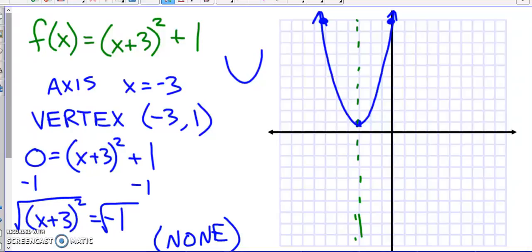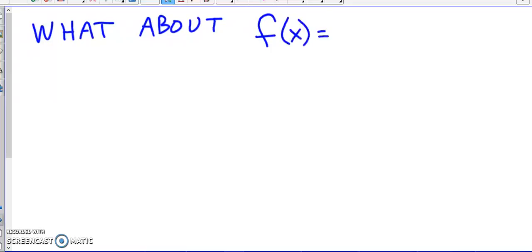Now, what we need to do is figure out what happens if this isn't in vertex form, because I would still need to know where the vertex is. So, what about f of x equals ax squared plus bx plus c?